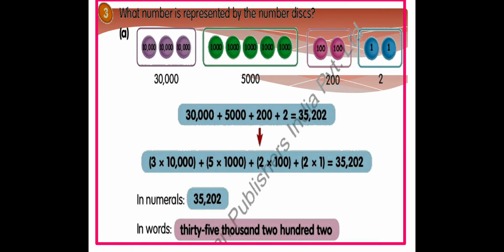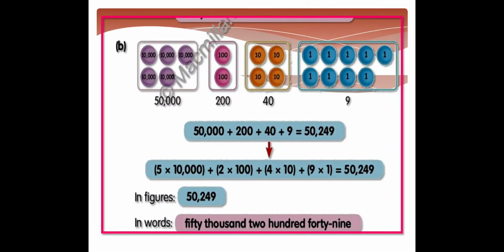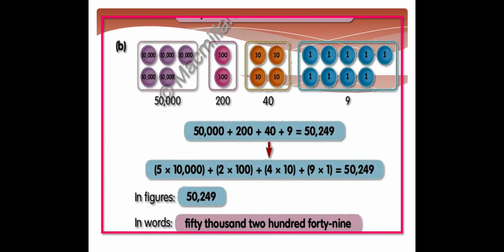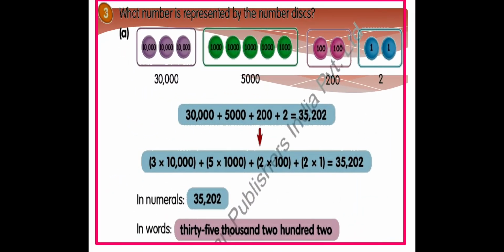So what number is represented by the number discs? Here it is 3 discs having 10,000 each. So this is 30,000. This is 5,000. This is 200. This is 2. We write the expanded form. This is another way of representing it, and we write the numeral as 35,202.